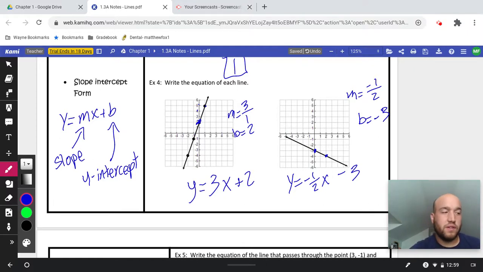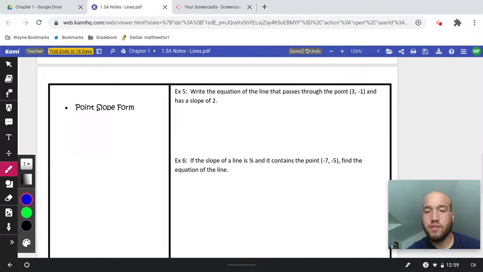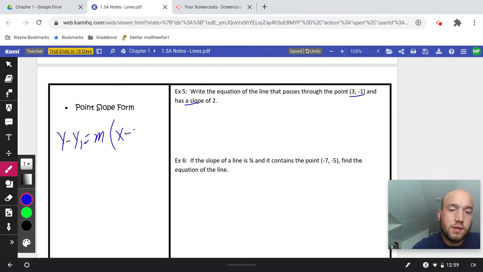Okay, so now flip it over to the back, and these were writing equations when we had a graph. Sometimes we don't have a graph. And if we are given the slope and the y-intercept, it's pretty easy. We just put it in the slope-intercept form. However, sometimes we are given a point and the slope. So then we're going to use point slope here. Y minus y1 equals m times x minus x1. And then we want to get our final answer back into slope-intercept form.